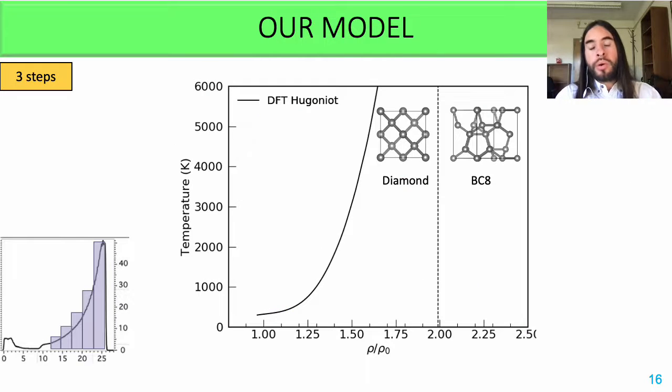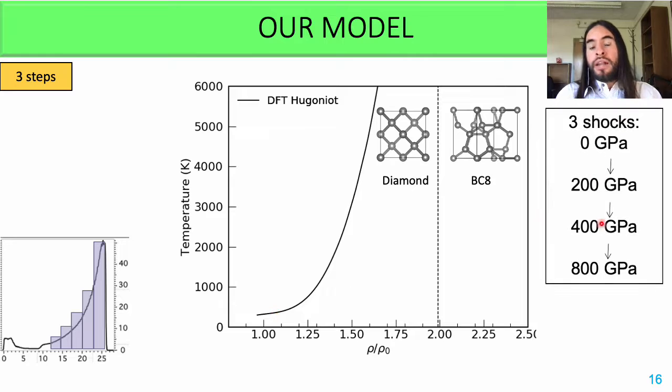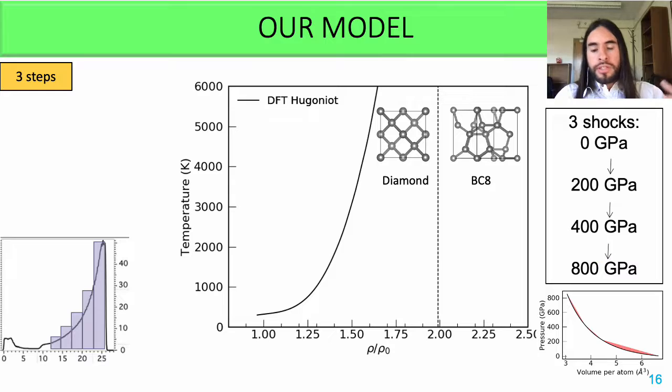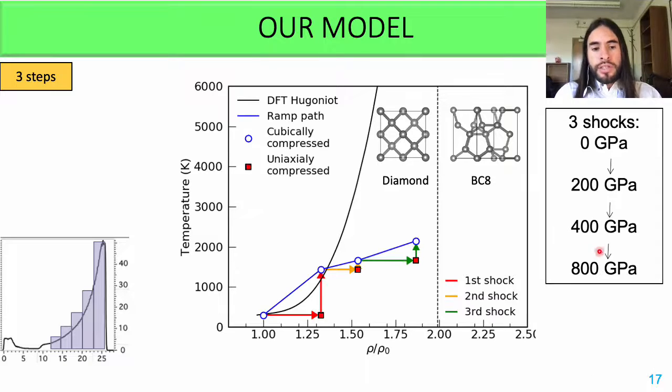So let me show you how our model works for 3 steps. We will start with diamond at ambient conditions, and we will take it from 0 to 800 GPa in 3 steps: from 0 to 200, then to 400, and then to 800 GPa. This, in principle, should reduce the overall temperature because the total heat delivered to the sample should be smaller than one shock on the Hugoniot. So this is how it looks.